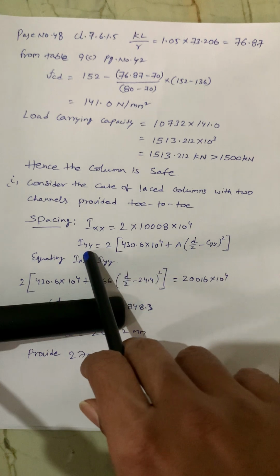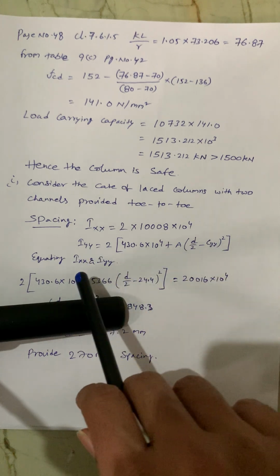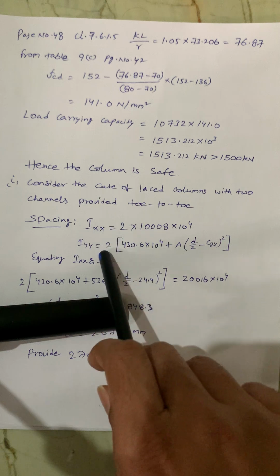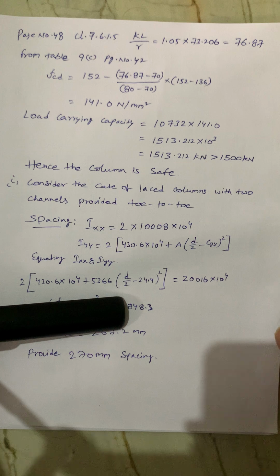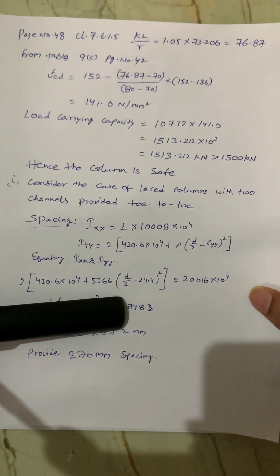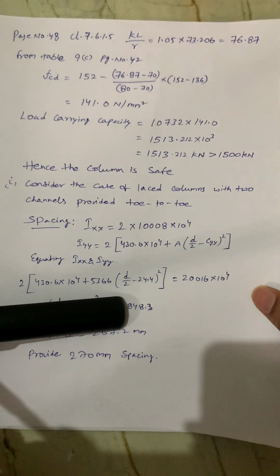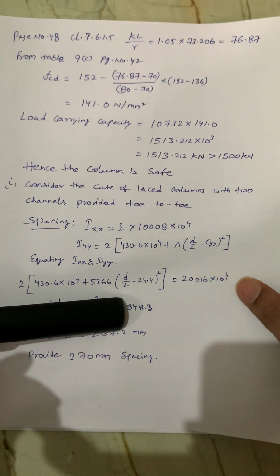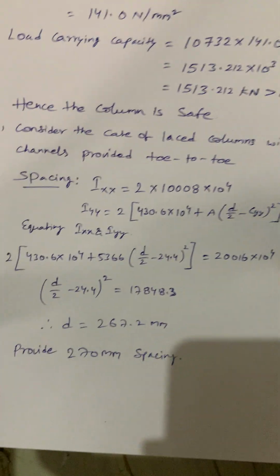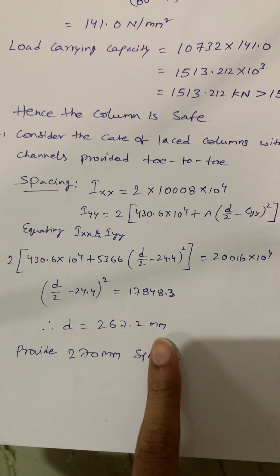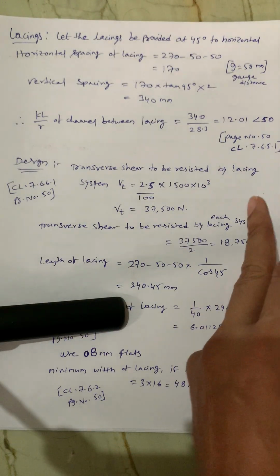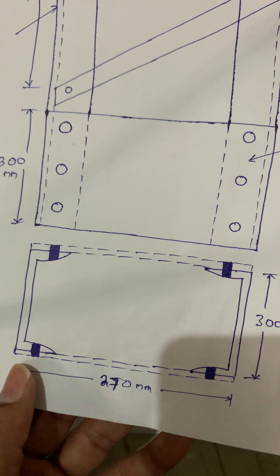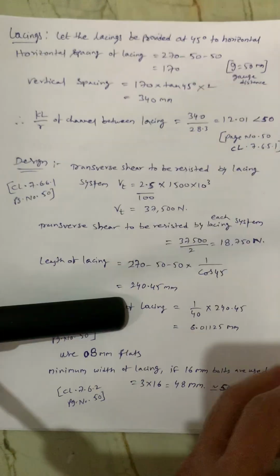So this is the basic formula. We know the moment of inertia formula for a rectangle. Next I am equating these two equations, Ixx equal to Iyy. By solving this, I got the spacing, that is the distance between the two channels, d equal to 267.2 mm. So I took 270 mm spacing, which is the spacing between the two channels, 270 mm.